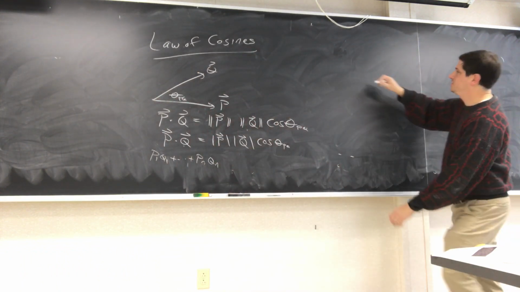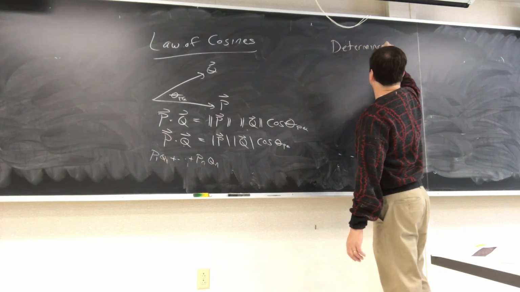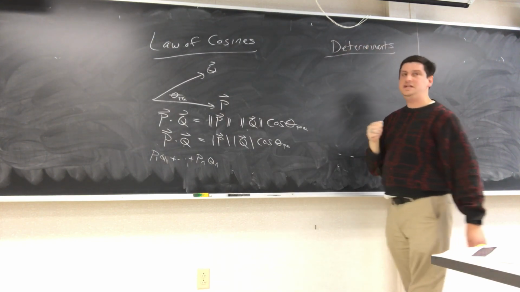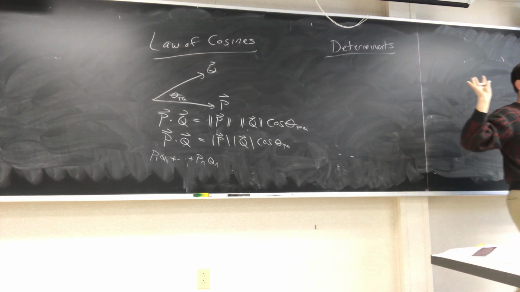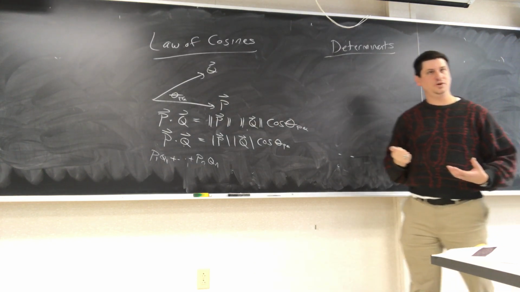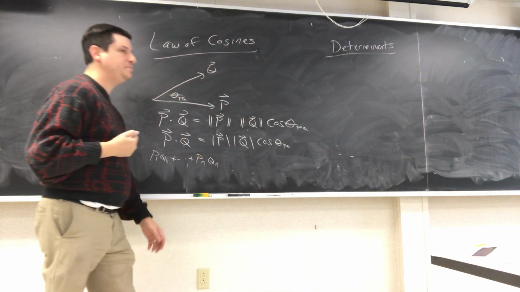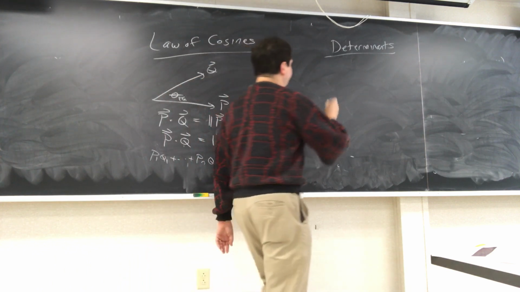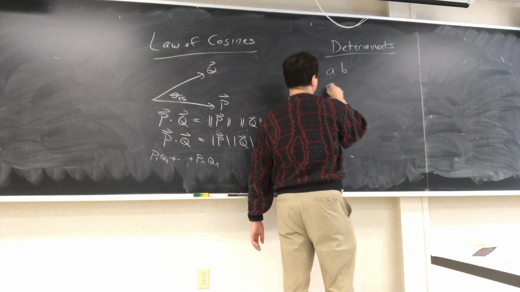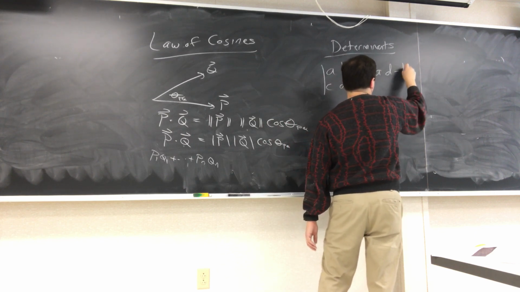So determinants. How many of you have seen determinants in high school? Determinants represent area, or in 3 dimensions they represent volume. And there's a great geometric meaning behind them. And so we will just define for the matrix A, B, C, D, the determinant of that is going to be AD minus BC.